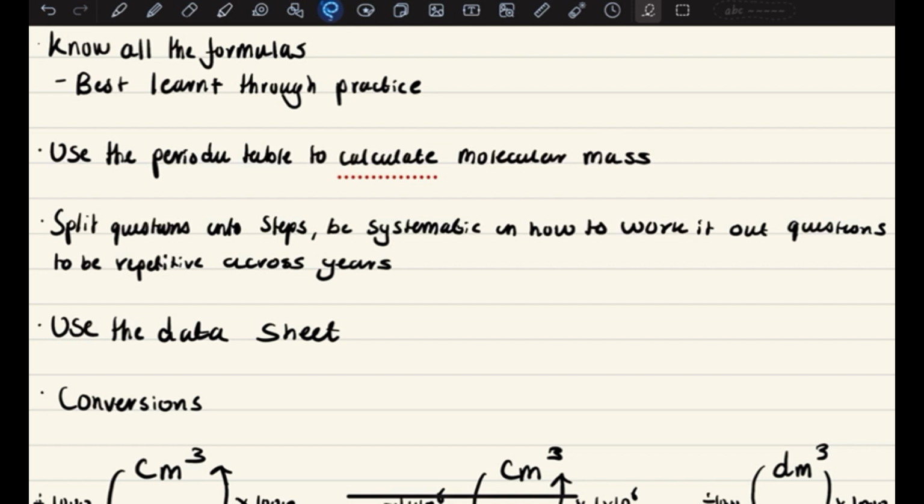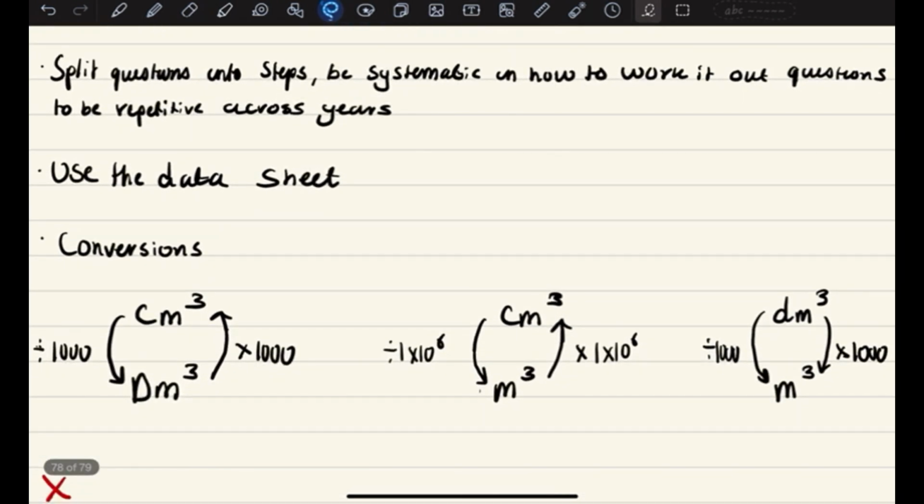Data sheet, guys. I don't know why. Some people just seem to forget that the data sheet is there. Use the data sheet. It's literally to help you. If you're not sure what the gas constant is, just check. So I'd also say being aware of what's actually in the data sheet is going to be really helpful. But just use it, guys.